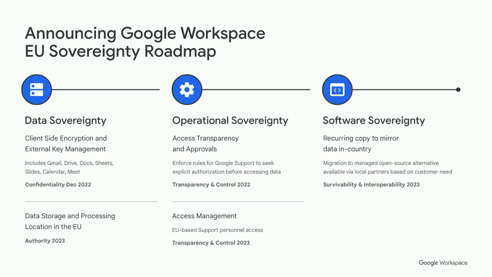Lastly, in terms of software sovereignty, we already provide the ability to use a one-time export to get a copy of your Workspace data. By the end of 2023, we will give you the ability to have an in-country copy in a Google Cloud Storage bucket of your choice.